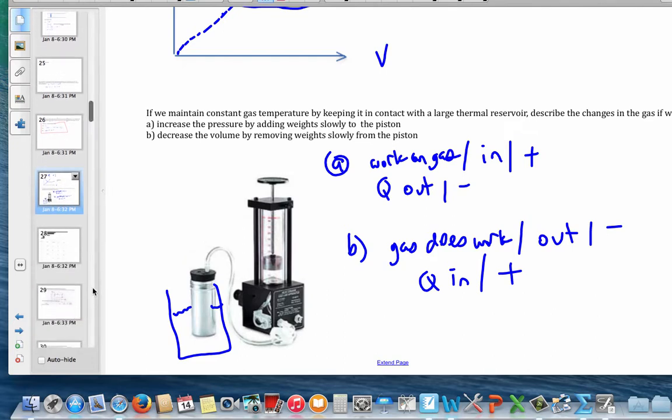But the changes have to be relatively slow just to allow the work done to be balanced by the flow of thermal energy, because that flow of thermal energy takes time. So it takes the system a little time to catch up to any changes. So you have to make them relatively slowly.